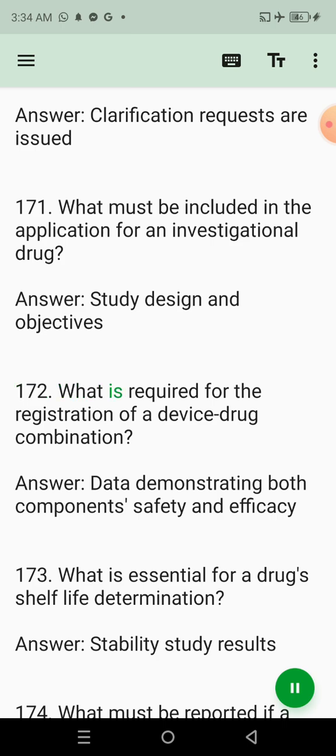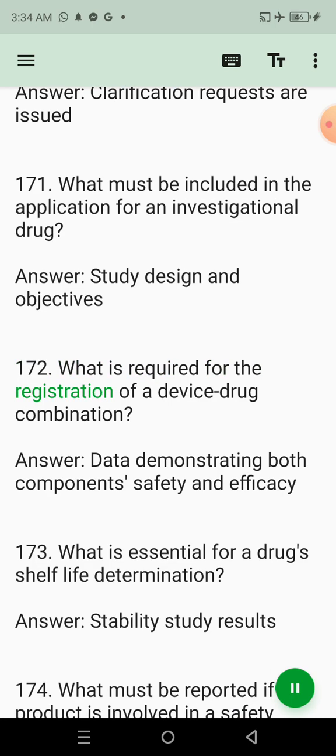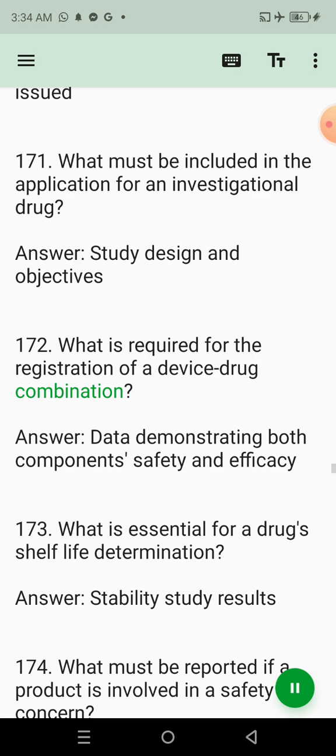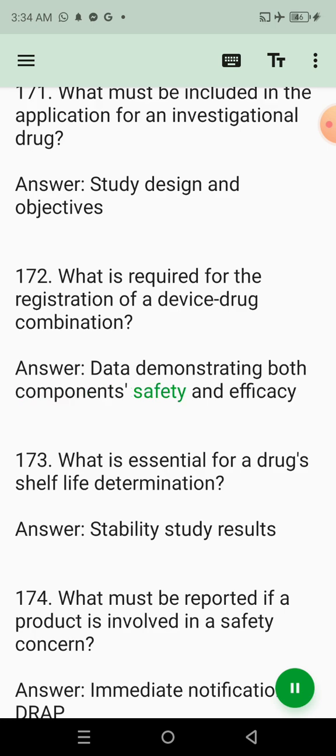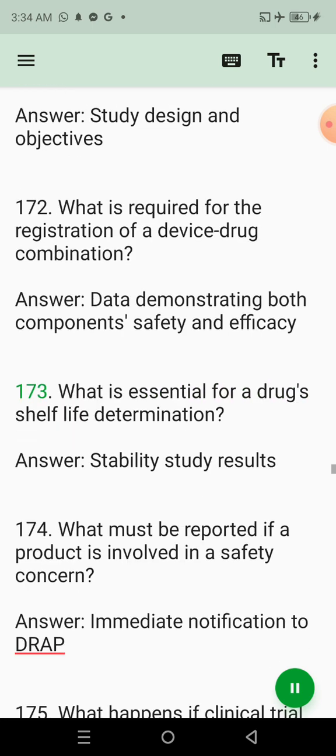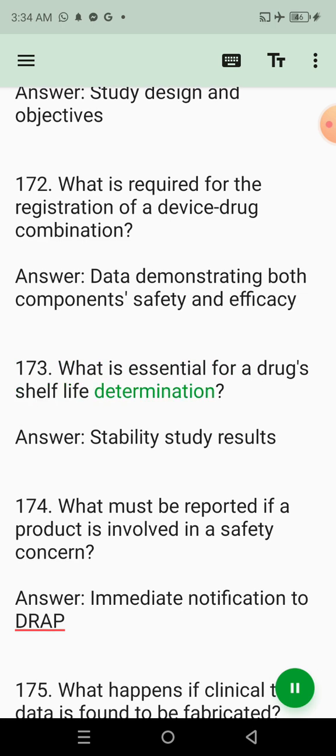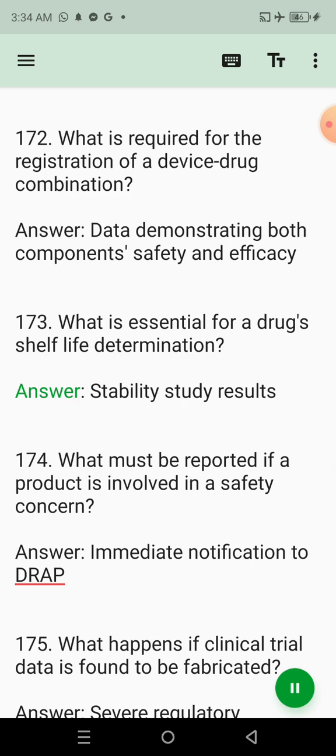172. What is required for the registration of a device-drug combination? Answer: data demonstrating both components, safety and efficacy. 173. What is essential for a drug's shelf life determination? Answer: stability study results.